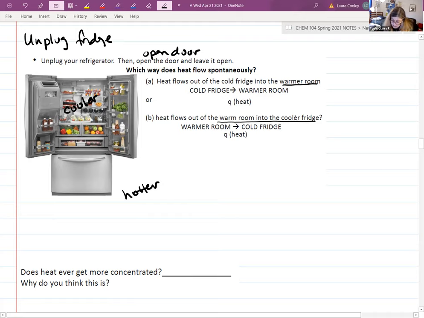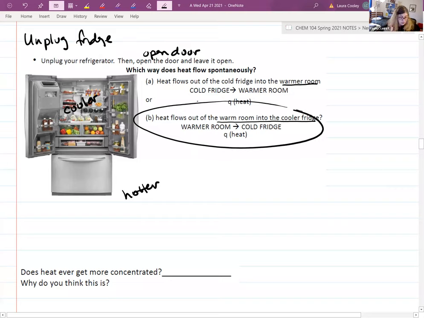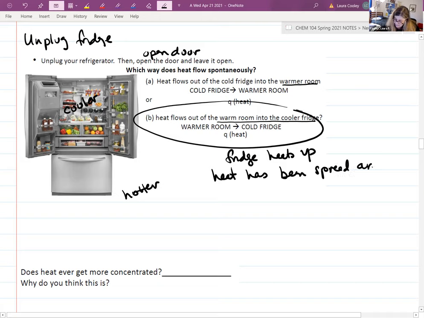Well, you know, if heat flowed out of the cold fridge into the warmer room without it needing to be plugged in, then no one would buy a refrigerator, okay? What happens is the second one, right? Heat flows from the warm room into the cooler fridge. Eventually that fridge is not cool anymore. Heat has been spread around.